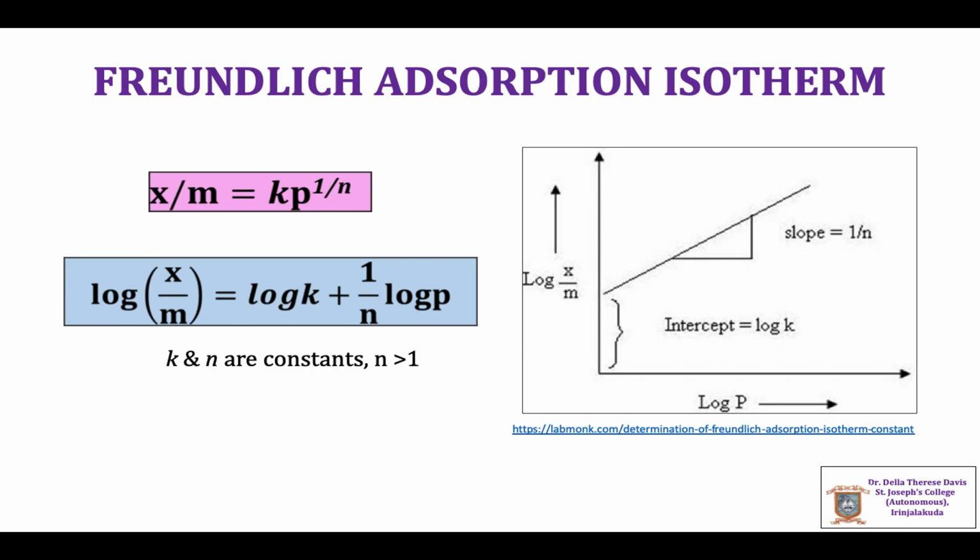So when log x by m is plotted against log p, we should get a straight line with slope equal to 1 by n and the intercept as log k. The graphical representation of the logarithmic form of Freundlich adsorption isotherm is shown here. Log x by m is plotted against log p with slope 1 by n and the intercept log k.